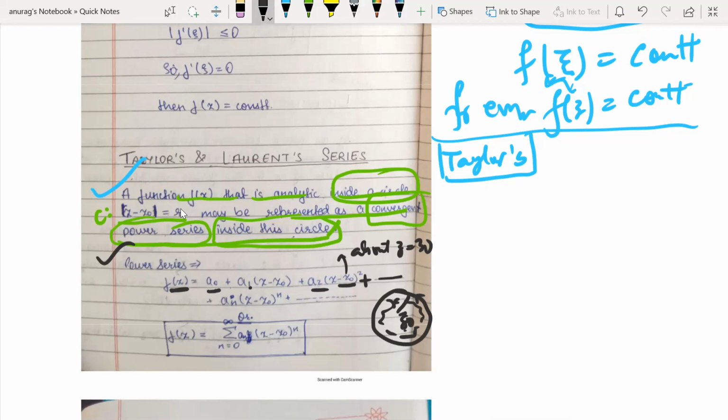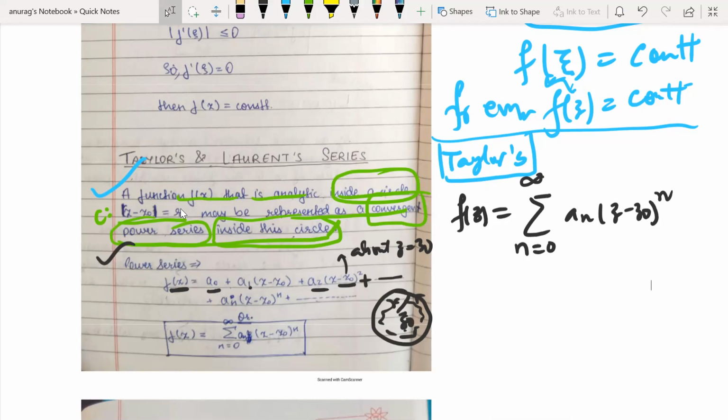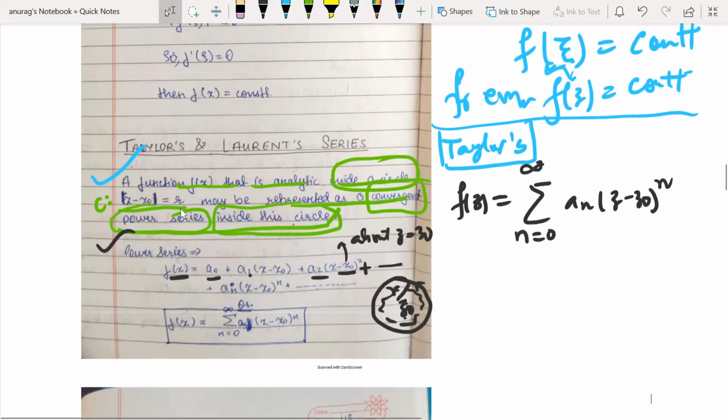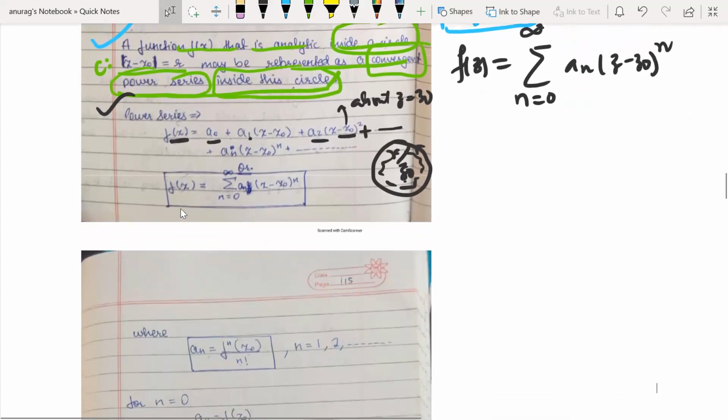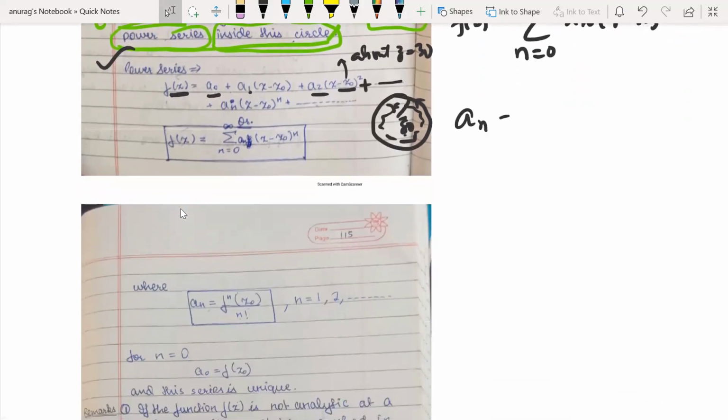So f(z) can be written as the sum from n equal to 0 to infinity of a_n (z minus z naught) to the power n. What is a_n here? How do we find a_n? Taylor told us we can find a_n by this formula: a_n is given as the nth derivative of f(z) at z naught over factorial n, and n starts from 1 to 3 and so on.